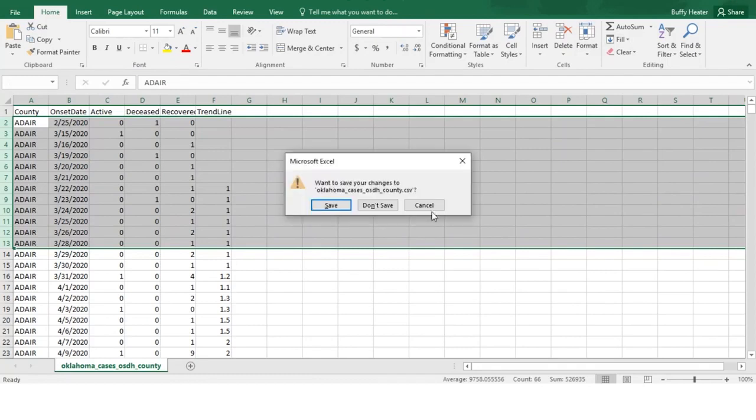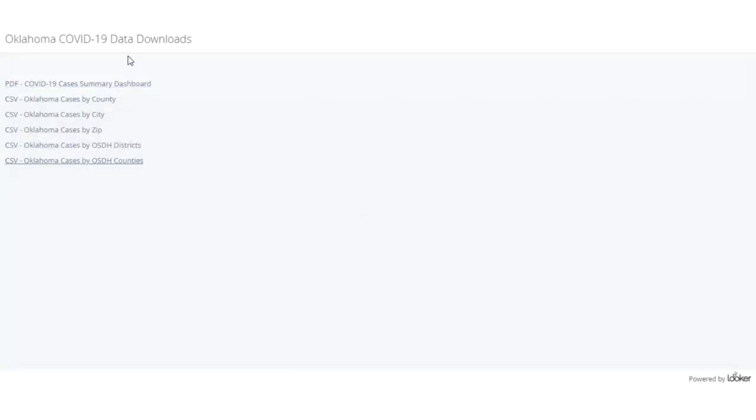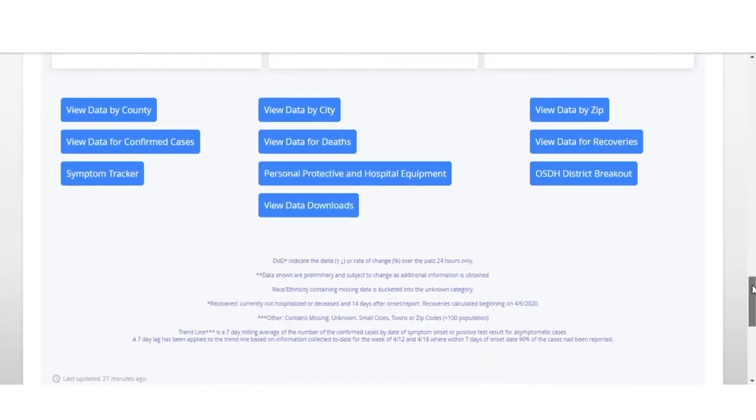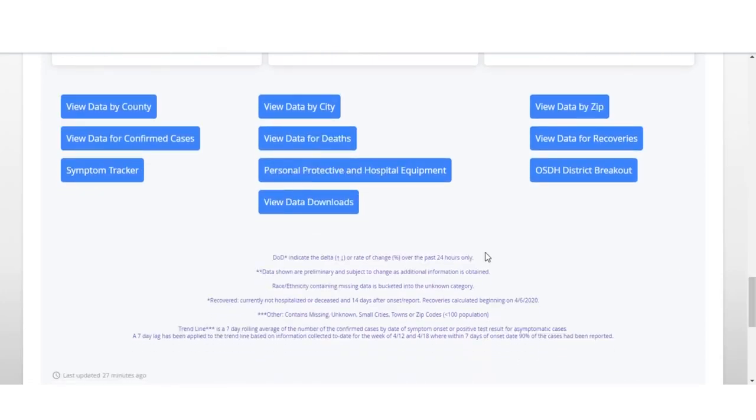There are additional downloads that are available to you from this data downloads tab. You have by county, city, and zip, that is point in time current information. And to get to historical county level information, you would click on this bottom row, the Oklahoma cases by OSDH counties. I will point out that we have provided footnotes to any figures on the dashboard that contain asterisks. We've tried to indicate any limitations or any special considerations that need to be made of that data.